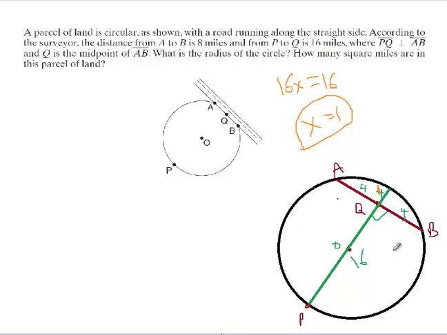So now we know that this x is 1. What does that tell us about the entire diameter? Well, the entire diameter of the circle is 17, 16 plus 1, which means the radius is half that, which is 8.5. So that's the first part of the question. How many square miles are in the whole parcel of land? Well, that's easy. That would be 8.5 squared, because it's pi r squared, and the radius is 8.5.